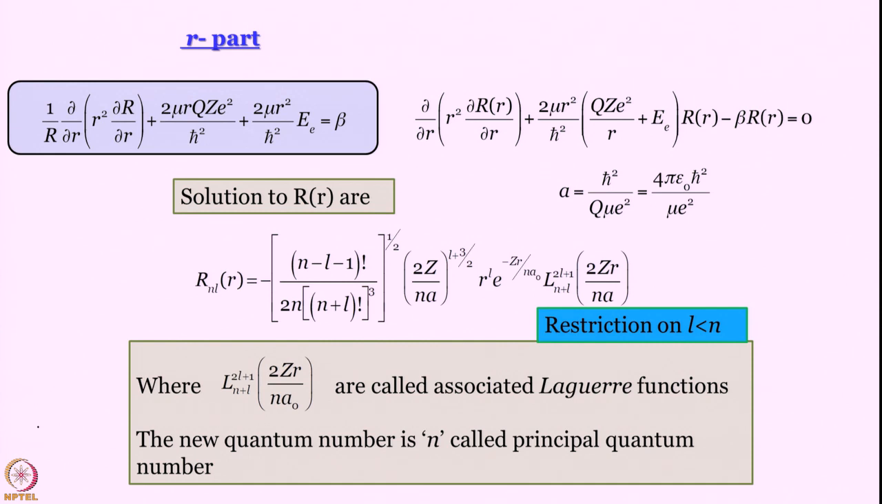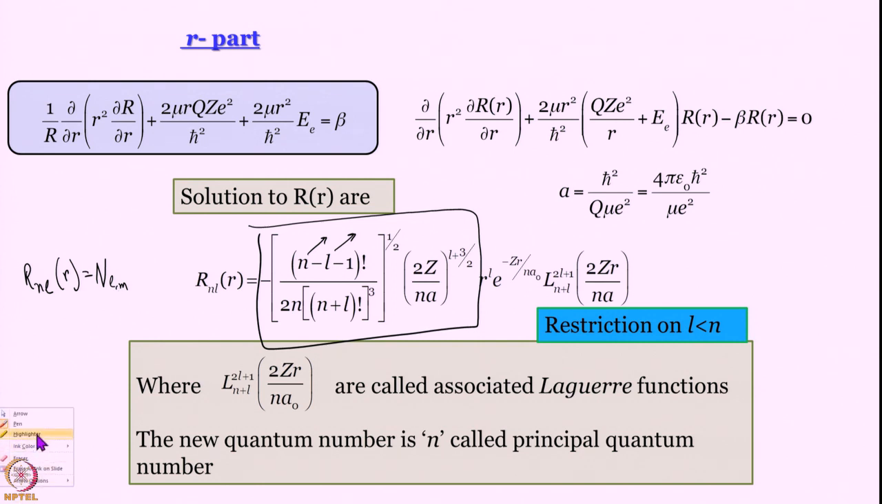Let me try to write this in a little more compact, less scary form. So, what am I trying to write here? I am trying to write what is R n l, capital R n l, which is a function of small r. What will it be? First thing that I have here is a constant, and it is a constant that depends on the quantum number n as well as quantum number L. So, let me write N n l. Now, I will change the color. What do I have next? I have this r to the power L. I will write it as such. That is not scary.